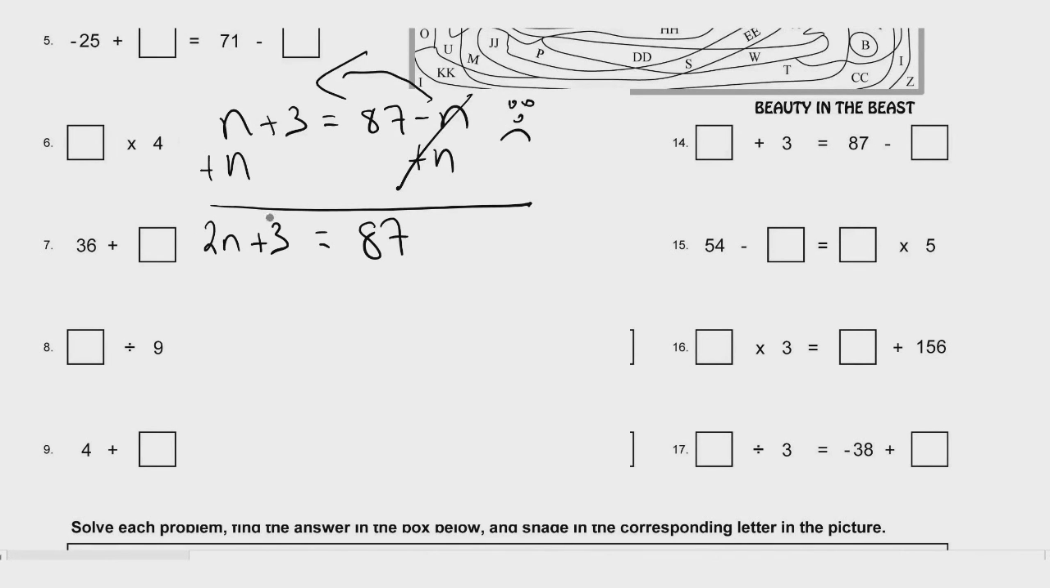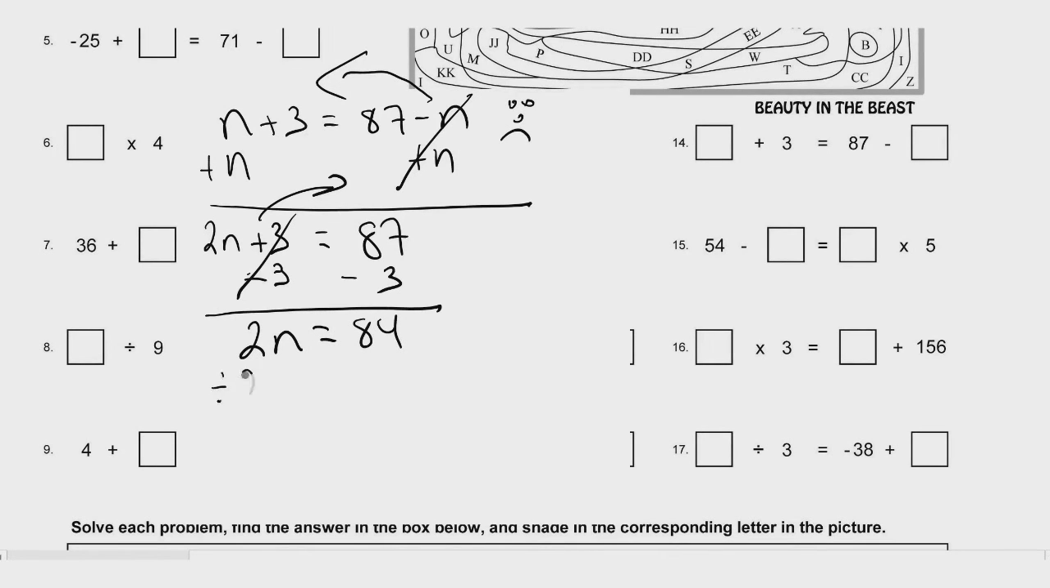I would send the positive 3 to the opposite side because the positive 3 wants to get away from the n and join the numbers on the opposite side. Again, you're trying to separate the variables and the numbers. So the opposite of plus 3 is minus 3. That is a 3. So these 3's are gone. We end up with 2n equals 84.